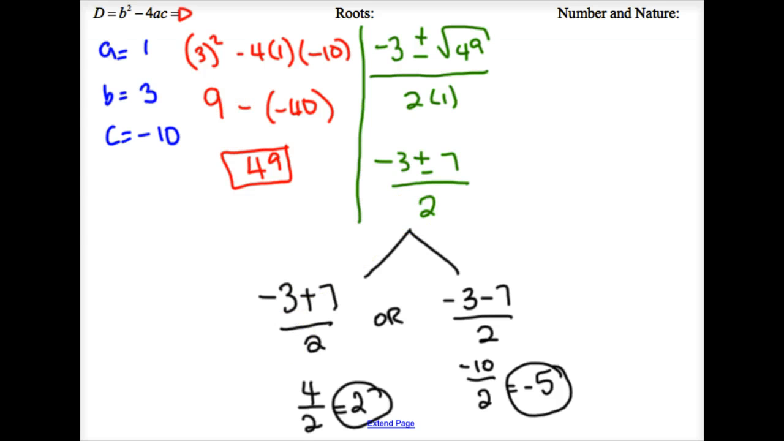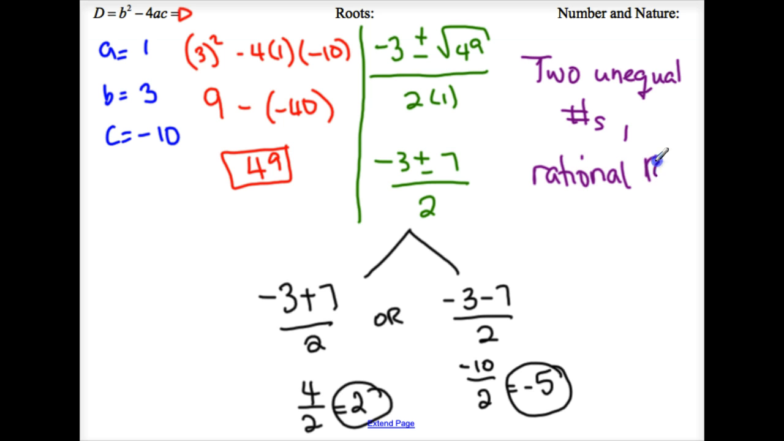The last part of the question says, what's the number and nature? The number refers to your roots, and the nature refers to, are they rational? Are they irrational? Are they complex? 49 is rational. How do I know that? It can be written as a fraction, 49 over 1. Bam, that's it. And the number means it's 2 and negative 5, and those are two unequal numbers, and then the nature is that they are rational.